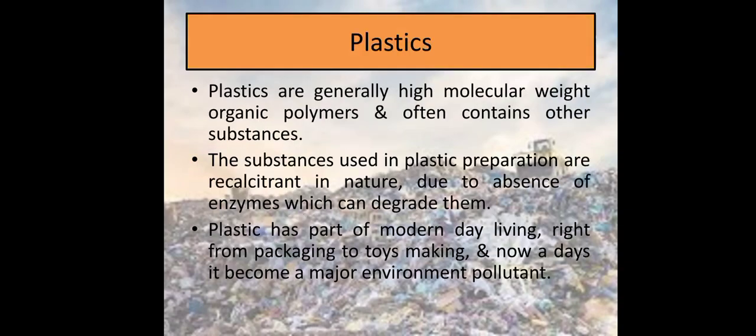Now we switch over to the structure of plastic. Majorly, plastics are high molecular weight organic polymers. Polymer means the joining of different monomer units with each other, and then there is the formation of a polymer. Often it contains other substances. It is a polymer unit, and along with that it also has other substances within it, which are responsible for increasing its toxic effects.